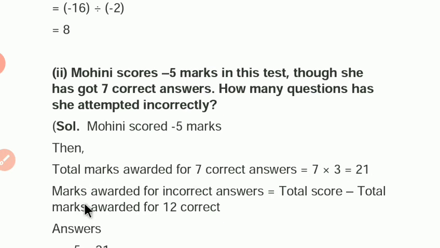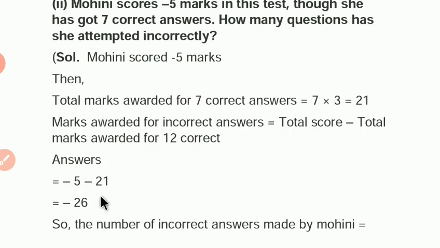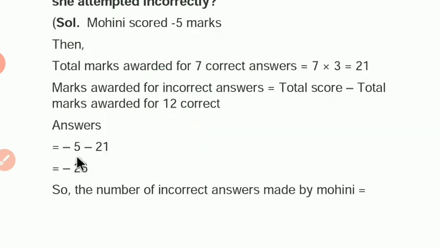And how to find total score minus total marks awarded for 12 correct answers. So total score is minus 5 and marks awarded for 7 correct answers is 21. So minus 5 minus 21, minus minus plus, so 5 and 21, minus 26.